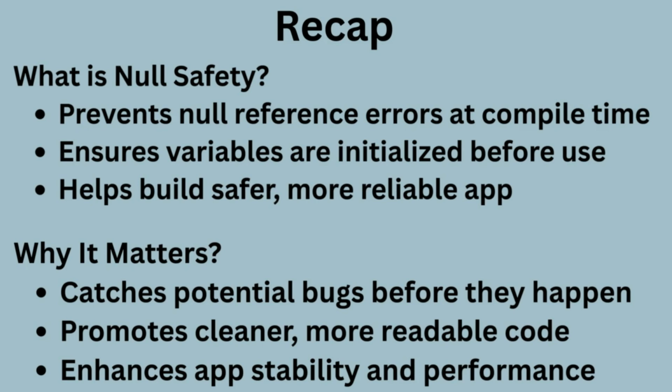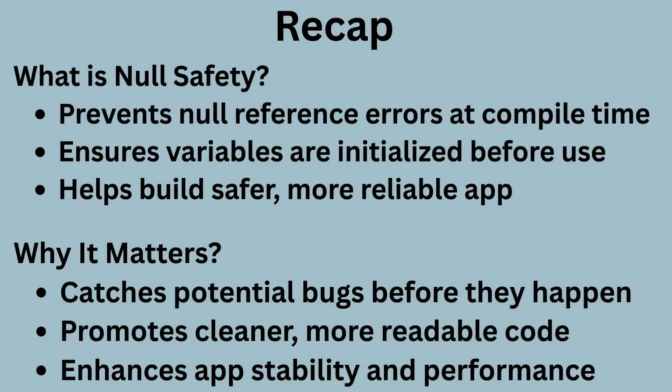These tools together help you write safer, more predictable Dart code. Let's quickly recap what we've learned about null safety in Dart. So, what is null safety? Simply put, null safety makes sure that you don't run into those dreaded null reference errors when your app is running. It prevents null issues at compile time, meaning Dart checks everything before your app even runs. It also ensures that all your variables are initialized before you use them, so you don't accidentally try to use something that's not set yet. This all leads to safer and more reliable apps.